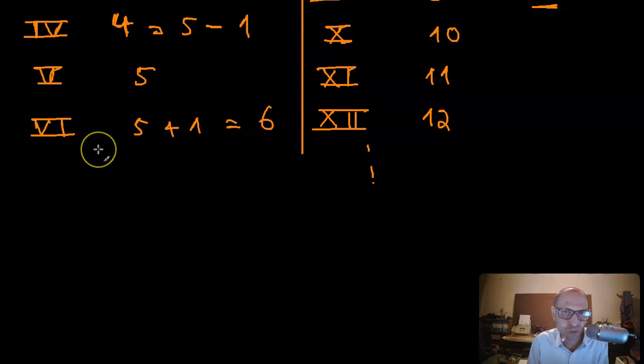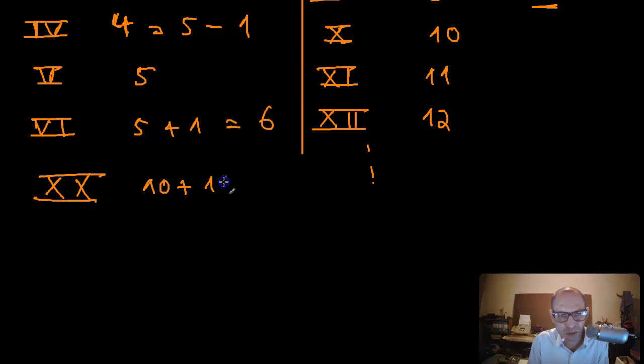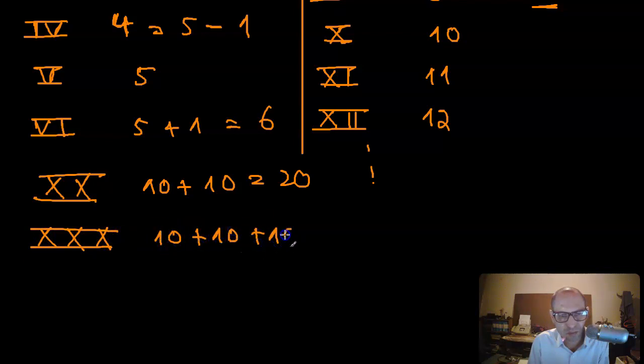So 20 would be 10 plus a 10, which is equal to 20. A 30 would be a 10 plus a 10 plus a 10, which is equal to 30, right? A 40 would be, of course, 4 tens, which is not possible because the same symbol can occur only up to 3 times. So 40 would be a 50 minus 10.